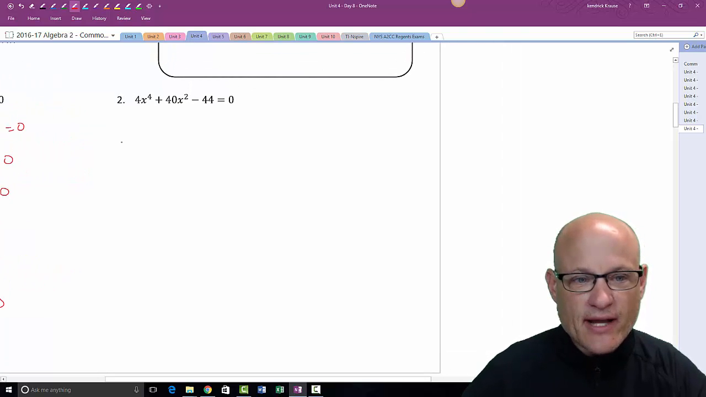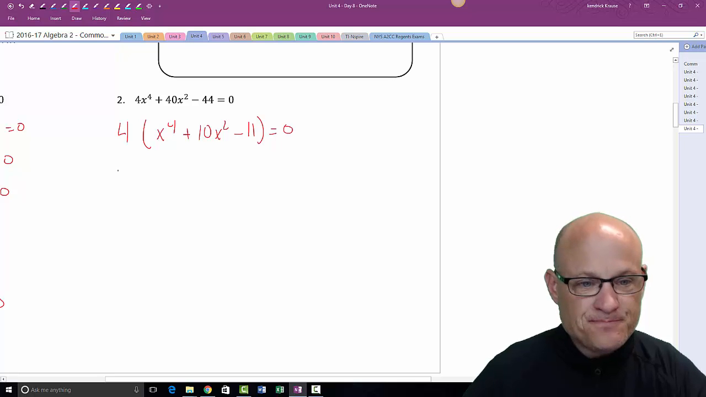First rule of factoring, take out the GCF. I'm going to take out a 4. I'm left with x to the 4th plus 10x squared minus 11 equals 0.